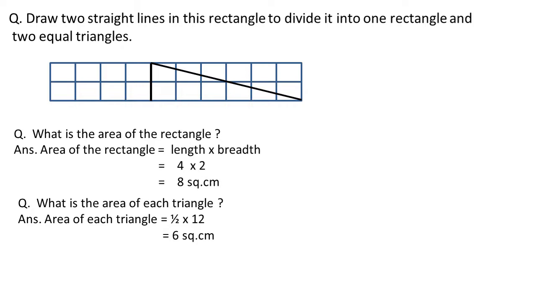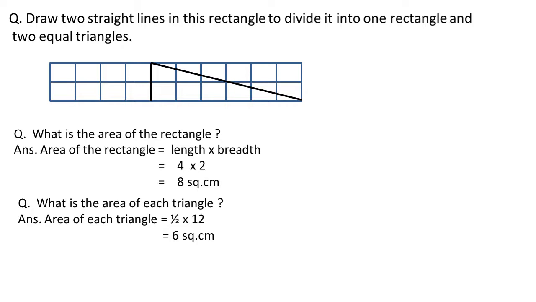What is the area of each triangle? Now the answer is, area of each triangle is equal to half into 12. Half of 12 is 6 square centimeter. So we got the answer 6 square centimeter. Basically there are two triangles and each triangle is 6 square centimeter.